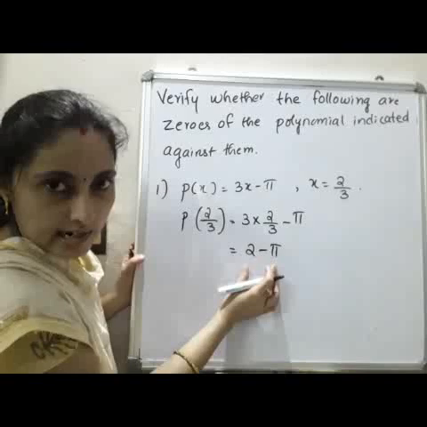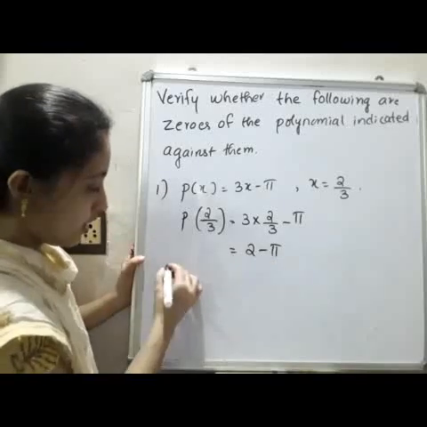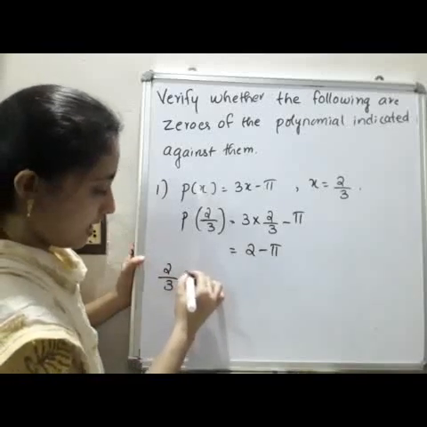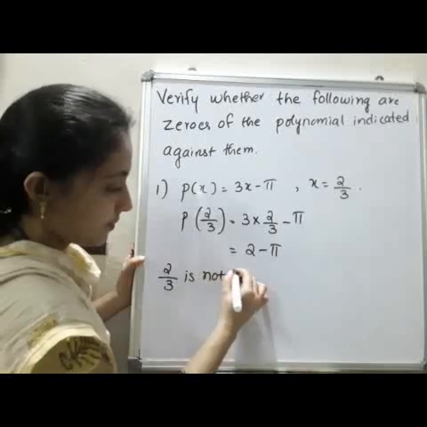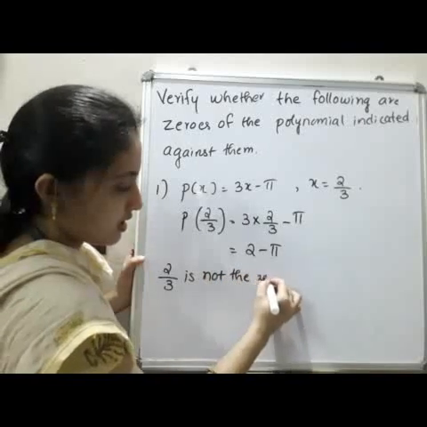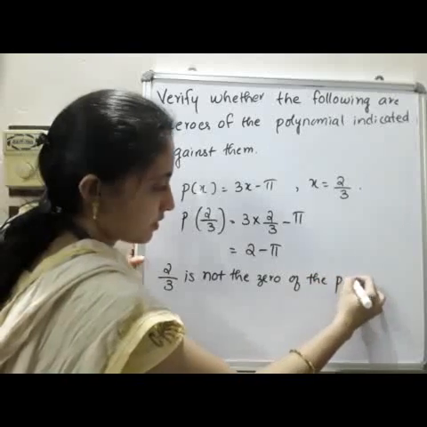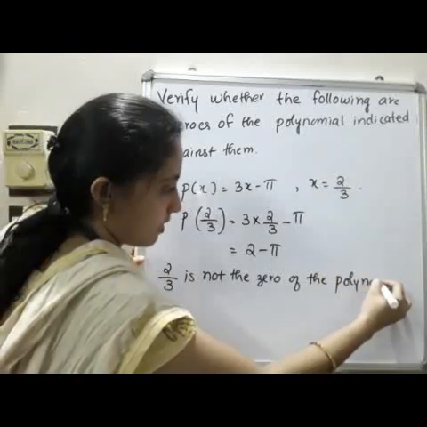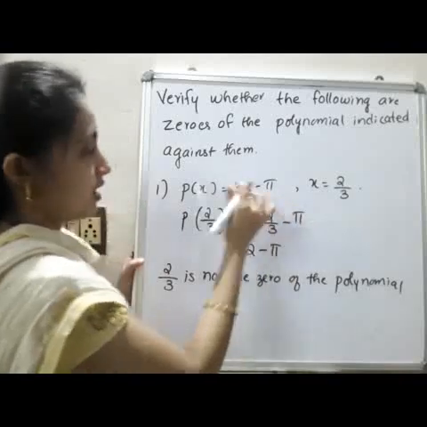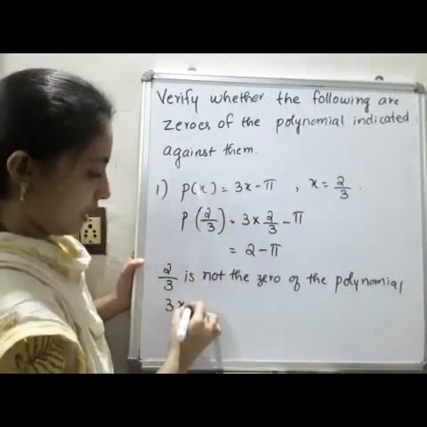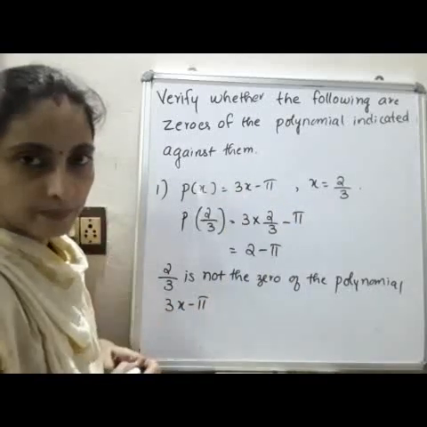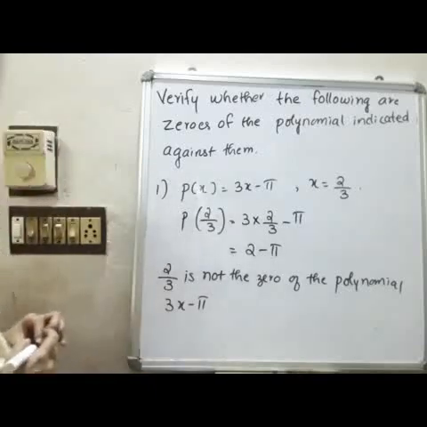Did we get the answer 0? No. So what can we write? 2 by 3 is not the zero of the polynomial. Which polynomial? 3x minus 5. Hope you are clear on this question. We will move to the next question.